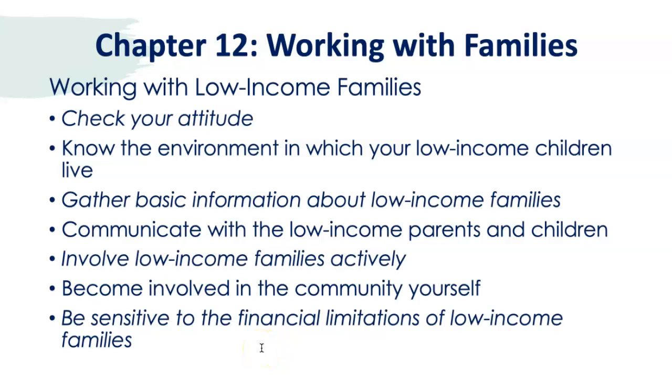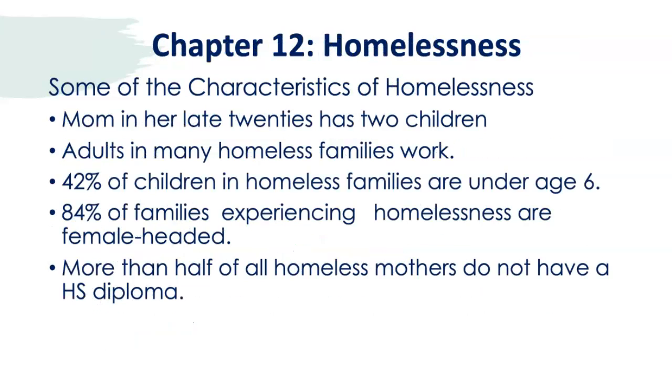Chapter 12 is working with families, and continuing to talk here about low-income families. I personally think you should just take low income out of this equation, and if you look at this list, think about it as check your attitudes. Know the environment in which your children live, right? I understand that this chapter is focusing on low-income families and specifically working with families on a broader level. But if you take low income, these are things that we really should be doing with all of our children and families.